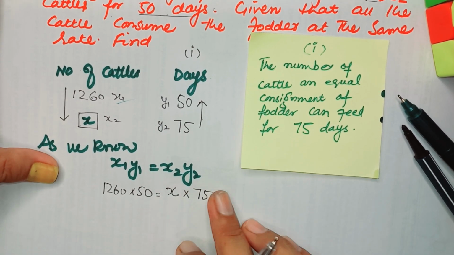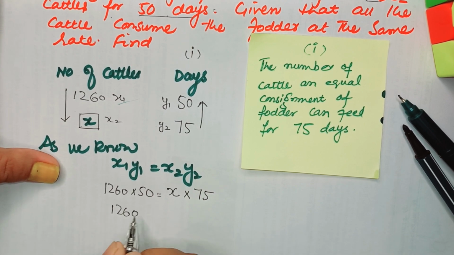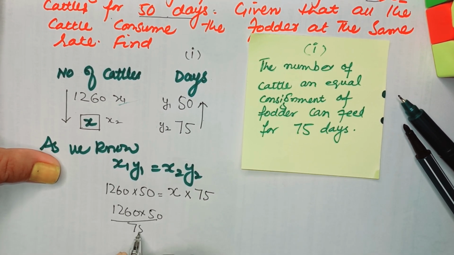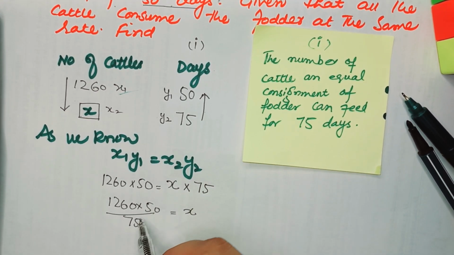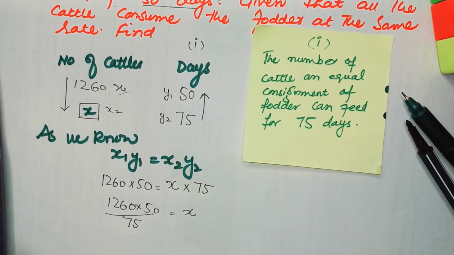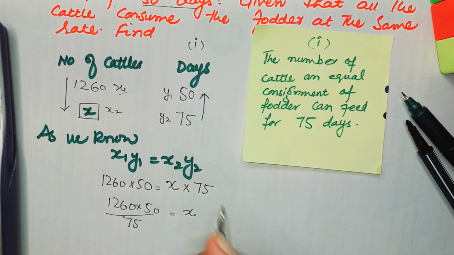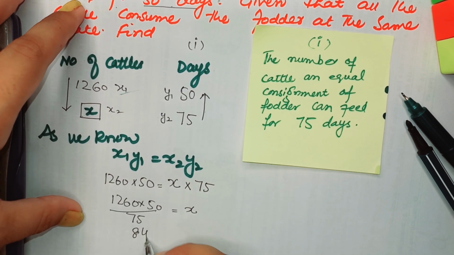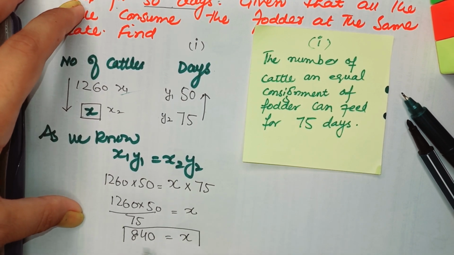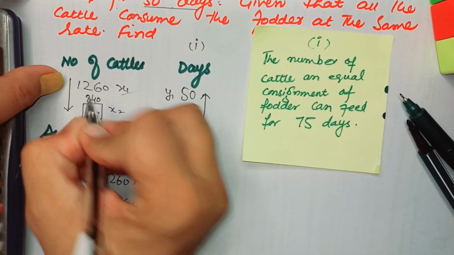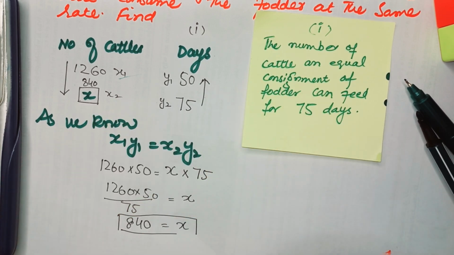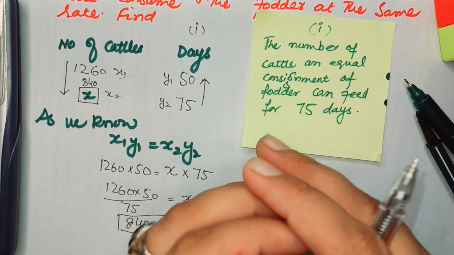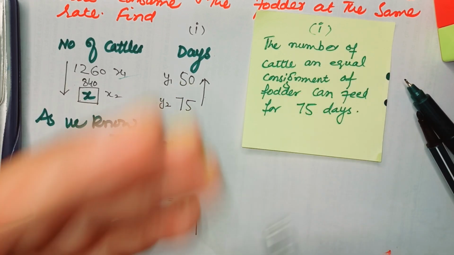Now we will do the simplification from here. 1260 into 50 divided by 75. You can do the manual simplification from here, like you can simplify it by the table of 5, and after simplification you will get 840. You can see students, now you need 840 cattle. आपके पास 840 cattle होंगे, तब आपके पास जो उनका fodder होगा, जो चारा होगा, they can consume for 75 days, like for more days.